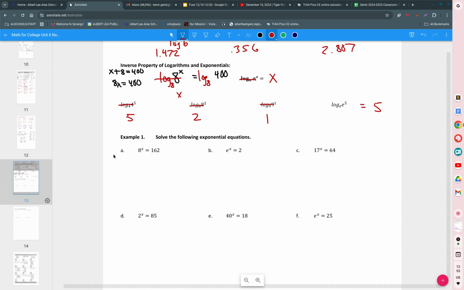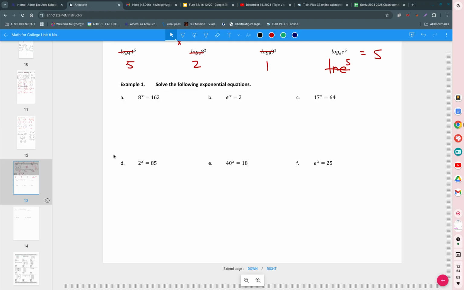I made a point here. Do you remember what we said on Friday? Log base e is the same as natural log. So if these mean the same thing, if you see natural log and e, those cancel, leaving you with just 5. Okay? All right?